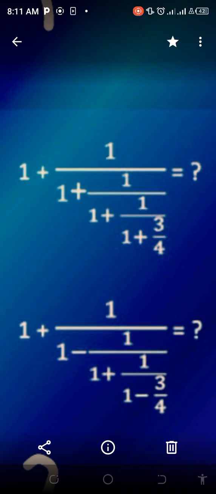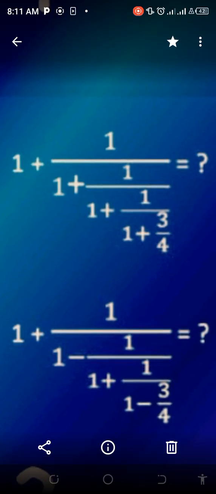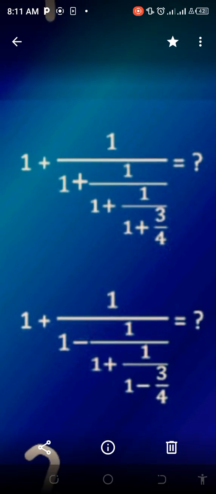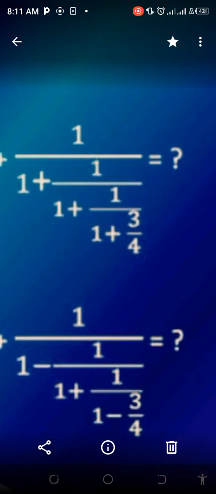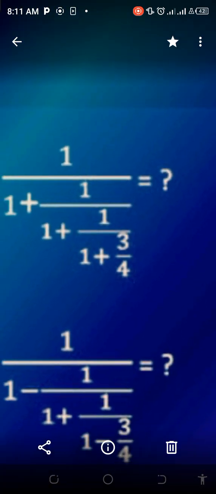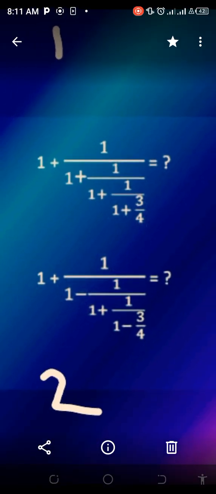So let us look at the structure of this ladder. We discover that all the whole numbers are 1, 1, 1, 1, and they are 1 plus, 1 plus, 1 plus, 1 plus. So that is the structure. And all the numerators are 1, 1, 1, except the bottommost fraction, which has the numerator of what? 3. We have the numerator of 3. So we note that too.